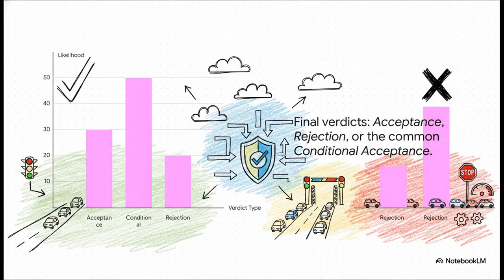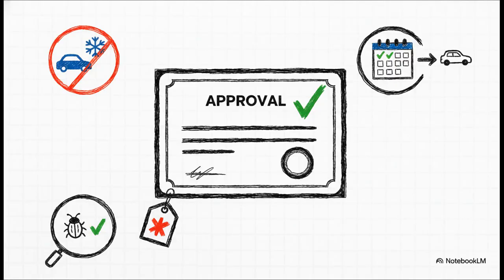And honestly, in the real world of developing this crazy complex tech, that conditional verdict is often the most common and practical way to go. See, conditional acceptance is this smart way of balancing safety and progress. It means, okay, you can release the car, but with these specific rules.